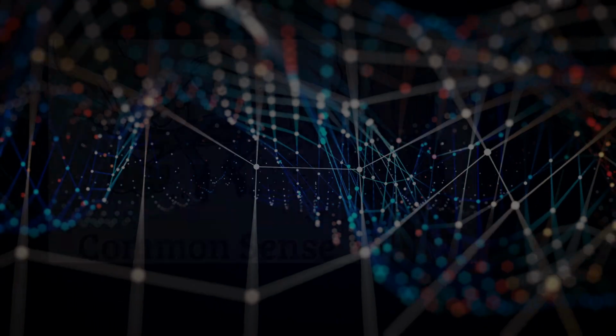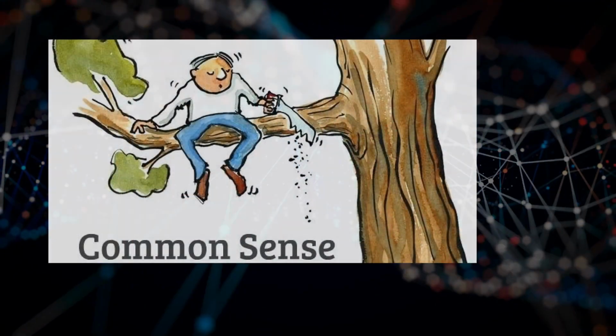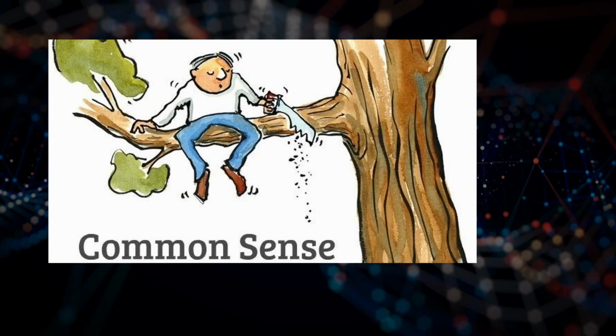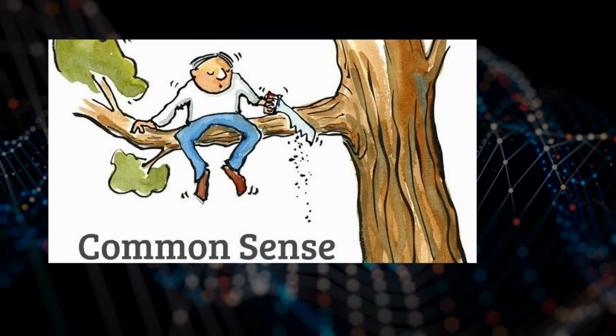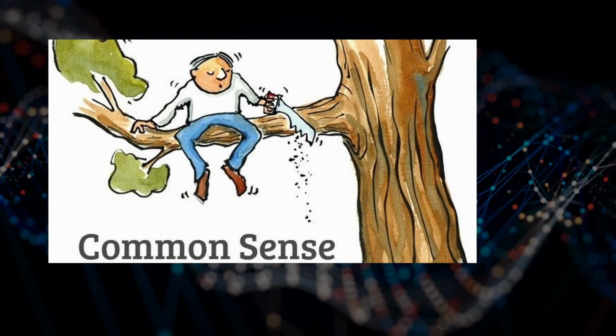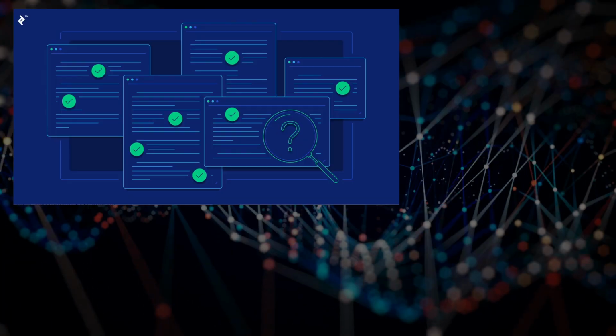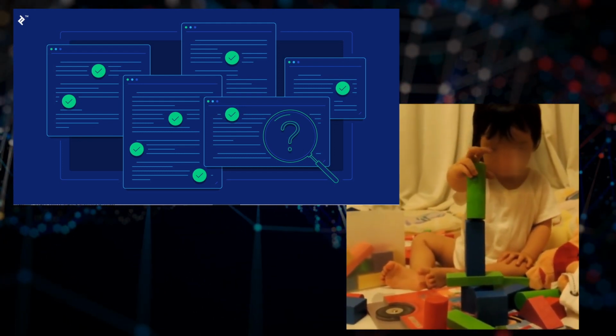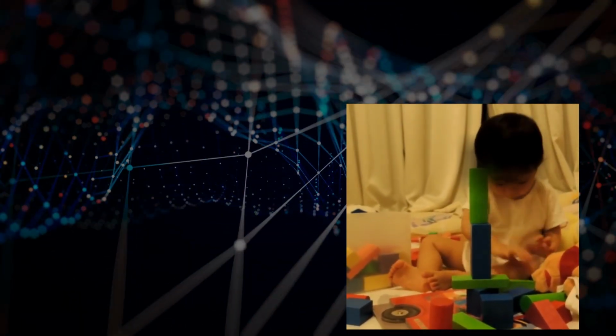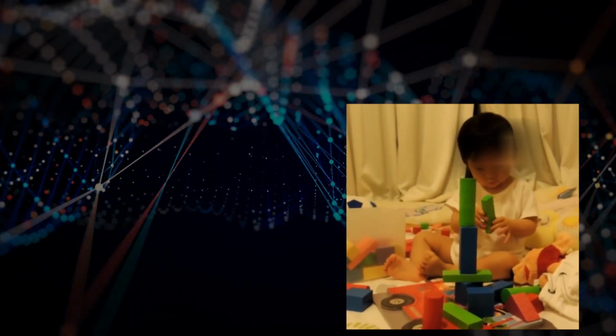Common sense isn't just about knowledge. It requires understanding our three-dimensional world and how objects interact within it. This concept is crucial for developing AI that truly understands the world around us. You don't understand the world around you because you've scoured the web and read about it. You understand the world because you've interacted with it and explored it with multiple senses.